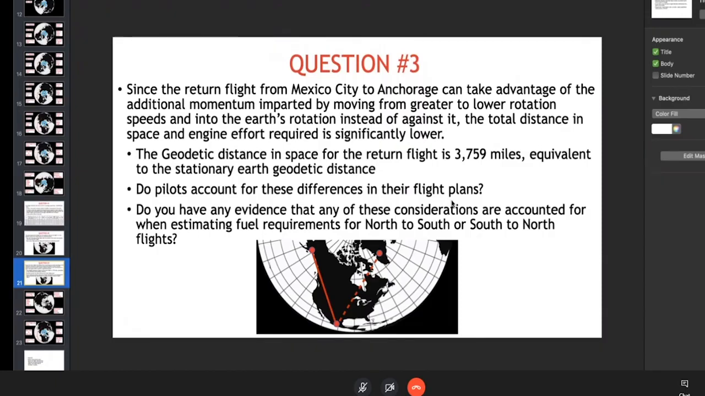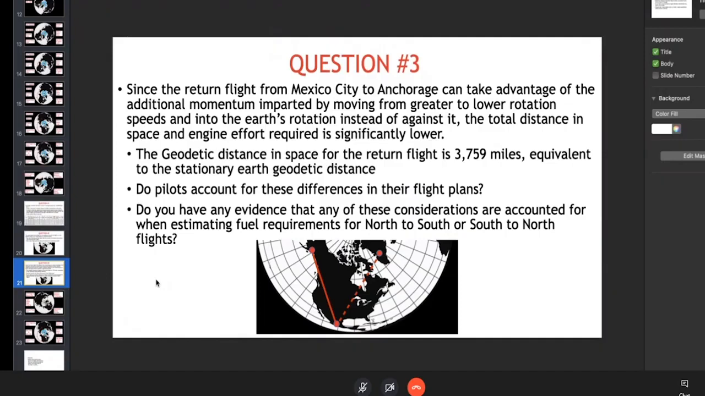Does anybody have any evidence that any of these considerations are accounted for when estimating fuel requirements for north to south or south to north flights? So those are my 3 questions, and there's a whole bunch of other considerations that I didn't even get to yet that I want to see what people come back with and then address.